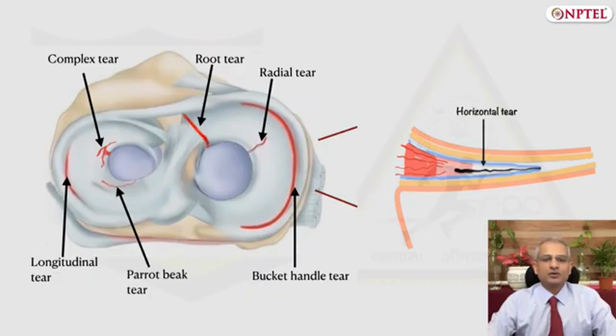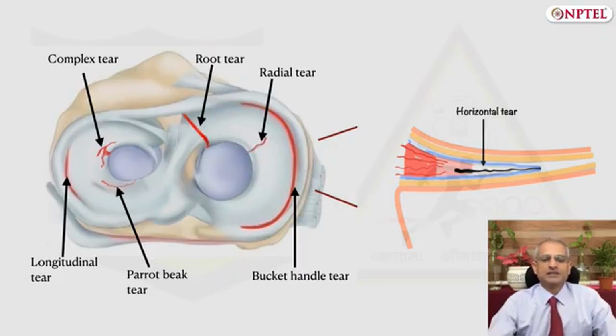By vascular zone, they can be classified as injuries to the red zone of the meniscus, as we have studied earlier. This is the most peripheral portion of the meniscus and has good vascularity and good healing potential. It may be in the intermediate red-white zone, or it may be in the white-white zone, which is a poorly vascularized region of the meniscus, and hence the healing is poor.